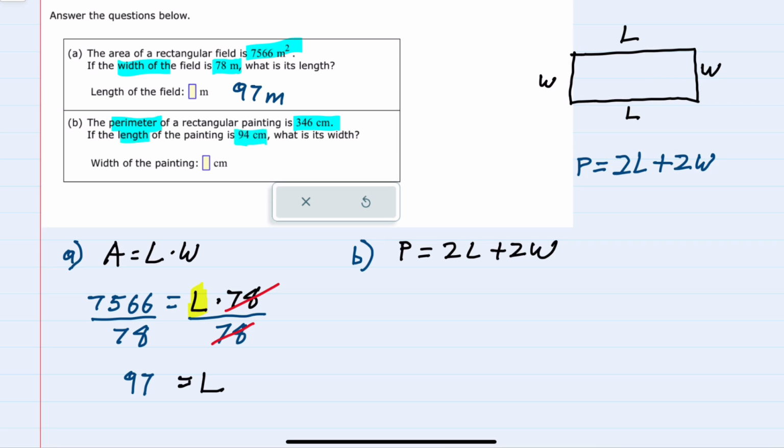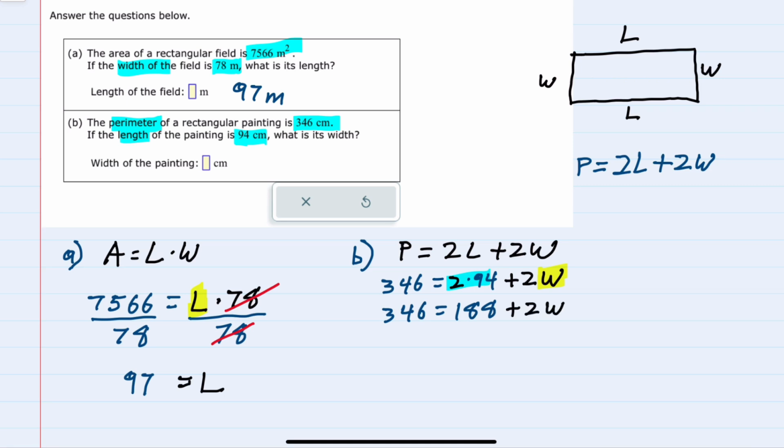length. So I can replace the perimeter with 346. I can replace the length with 94. Bringing down the rest of the equation, I'll ultimately want to solve for W to find the width. But first, I can do this multiplication. 2 times 94 is 188. Bringing down the rest of the equation.